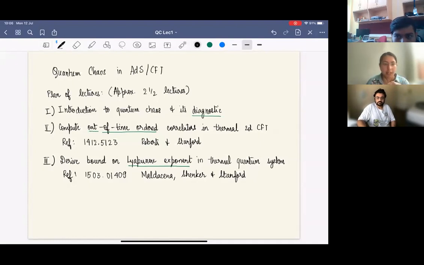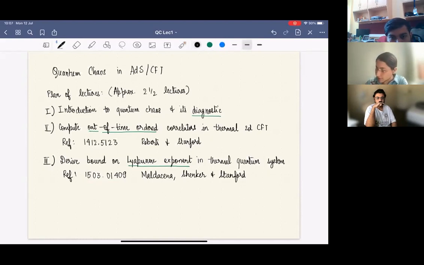I will begin with an introduction to quantum chaos and its diagnostics. Then we will compute the out-of-time order correlator in a thermal two-dimensional conformal field theory. And the main reference for the second part will be this paper by Roberts and Stanford. And then we will derive the bound on the Lyapunov exponent in thermal quantum systems. And the main reference for that will be this paper by Maldacena, Shenker, and Stanford.